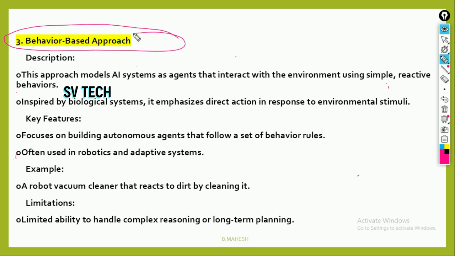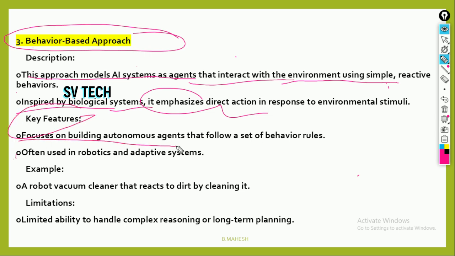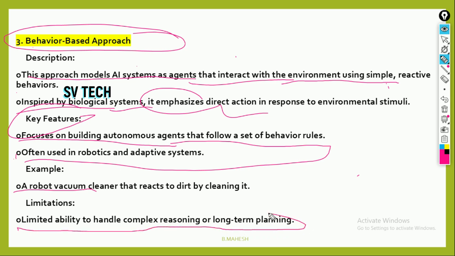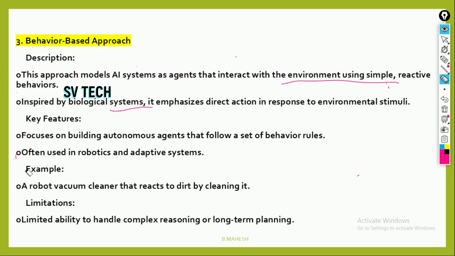The third type of approach is the behavior-based approach. This approach models the AI system as an agent that interacts with the environment using simple reactive behaviors. Inspired by biological systems, it emphasizes direct action in response to environmental stimuli. Key features focus on building autonomous agents that follow a set of behavior rules, often used in robotics and adaptive systems. A very simple example is a vacuum cleaner that reacts to dirt by cleaning it. The limitation is limited ability to handle complex reasoning or long-term planning. So this will not have future learning also.